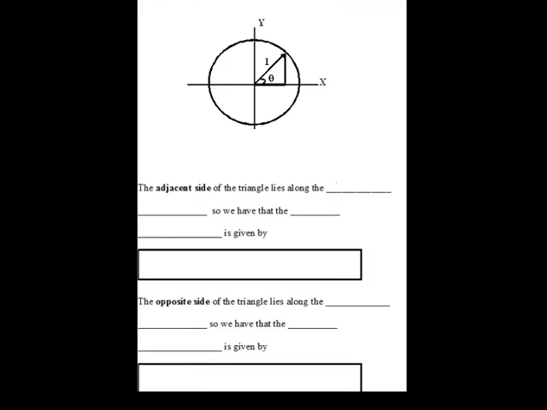The first thing we see is that the adjacent side of the triangle lies along the x-axis. So the x-coordinate of our point on the unit circle can be found by finding the adjacent side of our triangle. This says that x is equal to our hypotenuse, which is 1, times the cosine of theta, or simply the cosine of theta is the same thing as the x-coordinate on our circle.